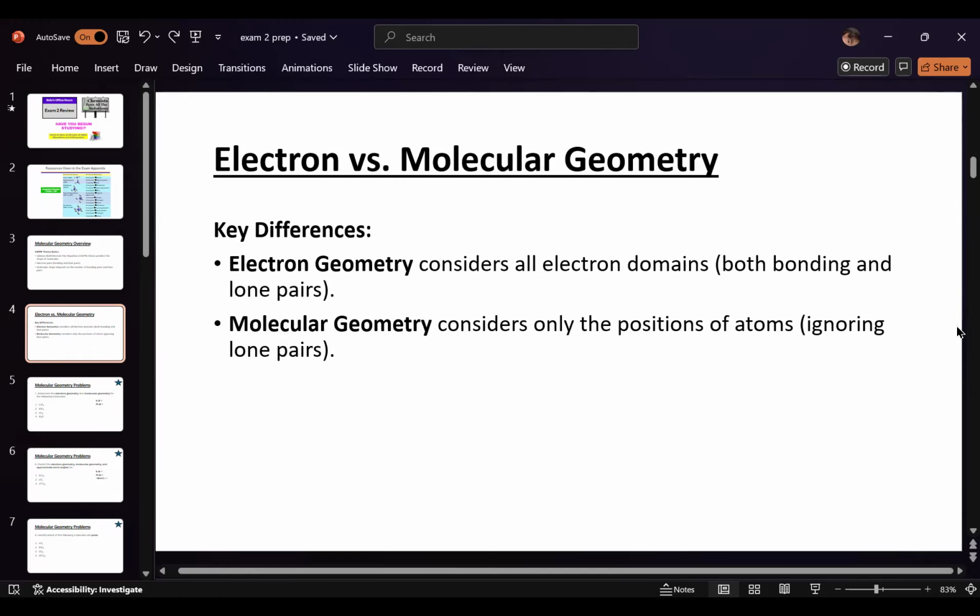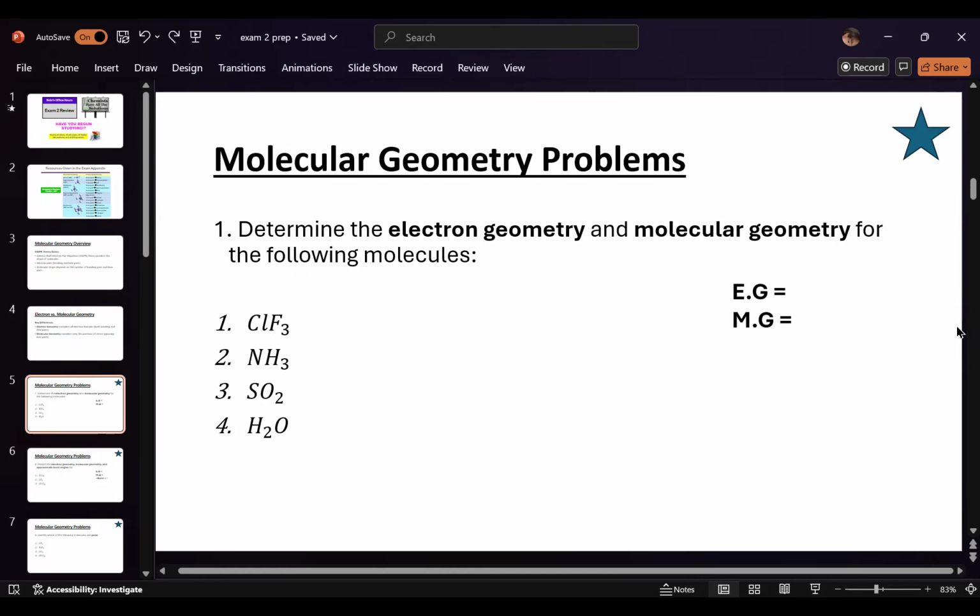And the main difference between electron and molecular geometry is that for electron geometry we consider all electron domains, both bonding and non-bonding pairs. In molecular geometry, we only consider the position of the atoms that we're focusing on, ignoring the lone pairs, okay? But this is only for molecular geometry, all right? So let's practice a couple of problems that I have prepared already.